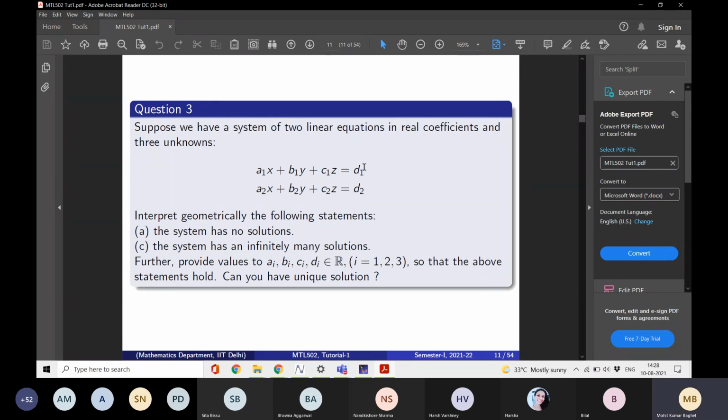Or is there any other case possible for this case? Because we have discussed the two cases where the planes are intersecting at a straight line, I mean, at one common line.